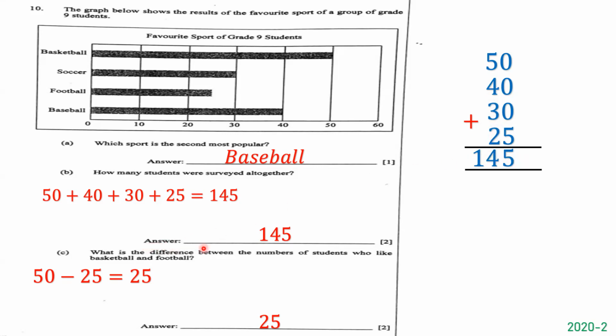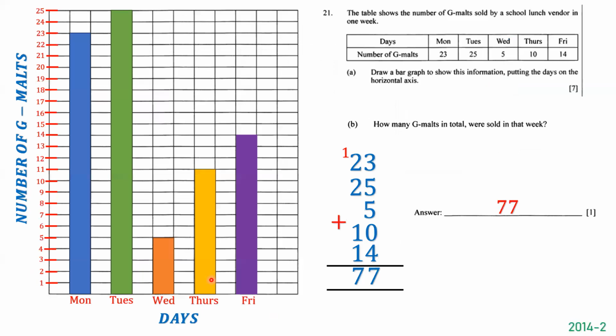The next question says, what is the difference between the number of students who liked basketball and football? Well, basketball accounts for 50 students, and 25 students said that football was their favorite sport. So we're going to subtract 50 minus 25, which is 25. So the answer here is 25. Okay, let's move on to the next question.